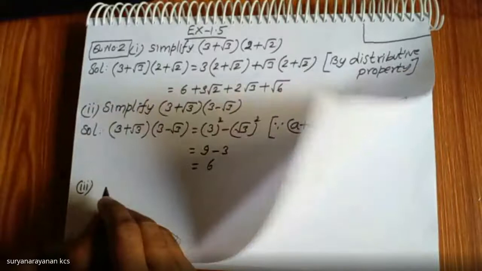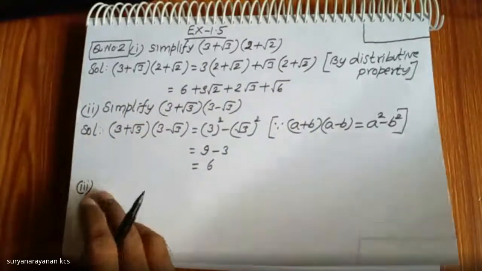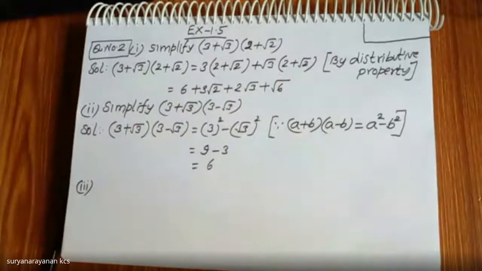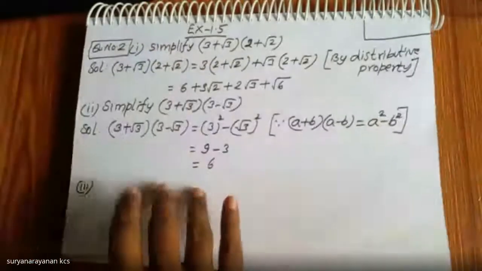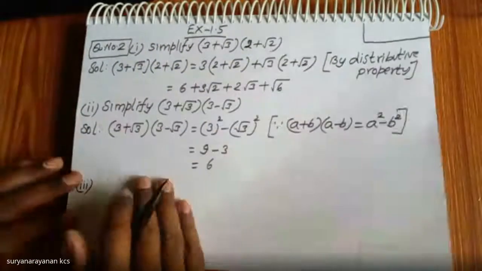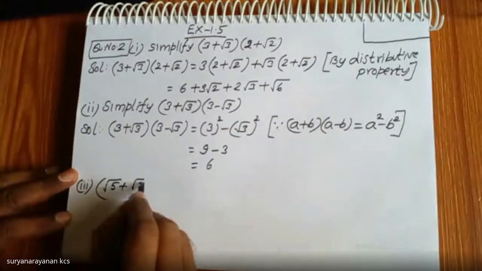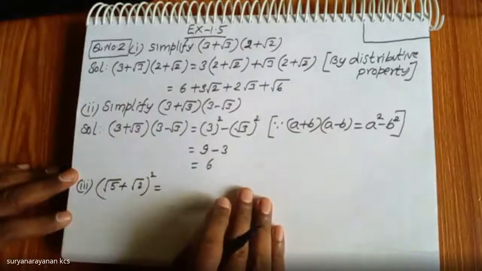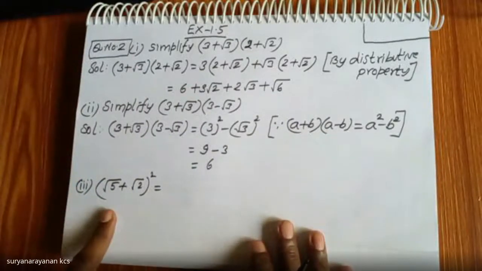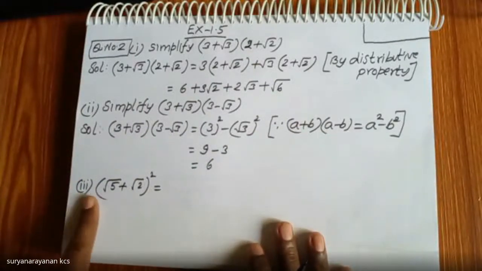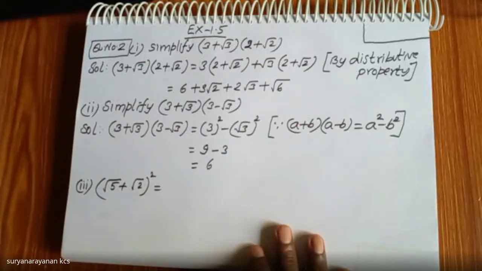Okay, my children. Now come to the third question. See the third question, my dear children. Root 5 plus root 2 whole square. Can you identify which algebraic identity can be used here? Sir, a plus b the whole square.